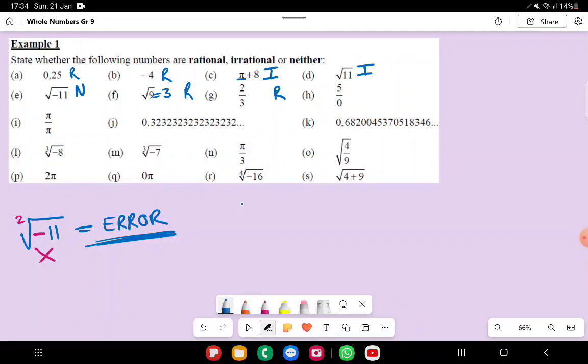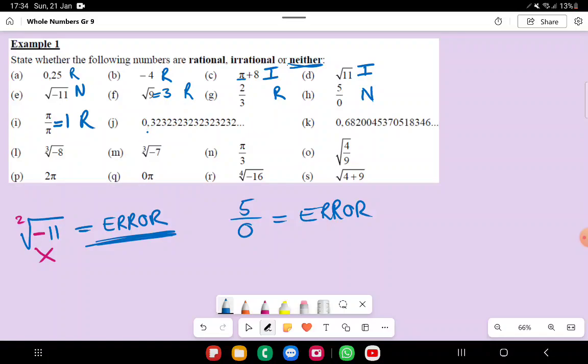5/0. If you input 5/0 into a calculator, you get an error message again. And error message means it's an imaginary number. Therefore, it is neither rational nor irrational. We choose the neither option. Pi/pi. We know that pi is irrational, but any number over itself in a fraction is equal to 1. So pi/pi is actually 1, and since it is 1, it is rational.